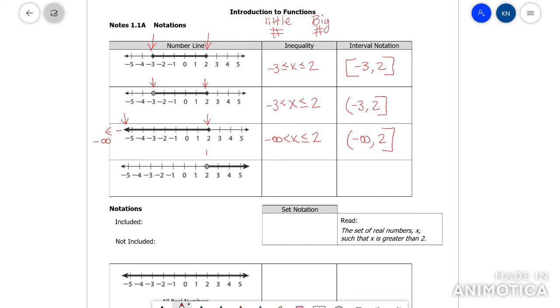All right, this last one. Here's my endpoint at 2, and then this other side has an arrow.